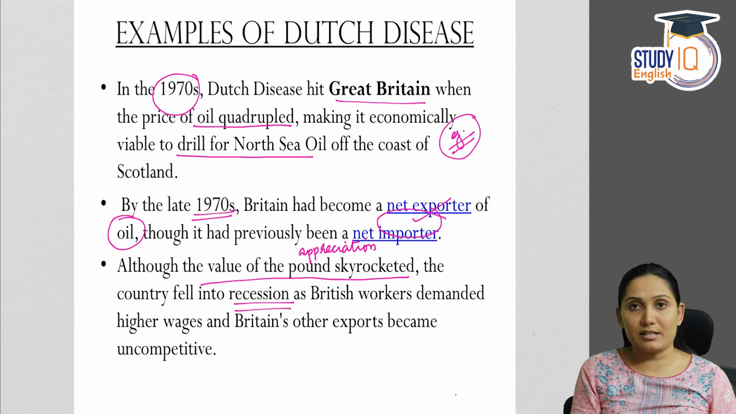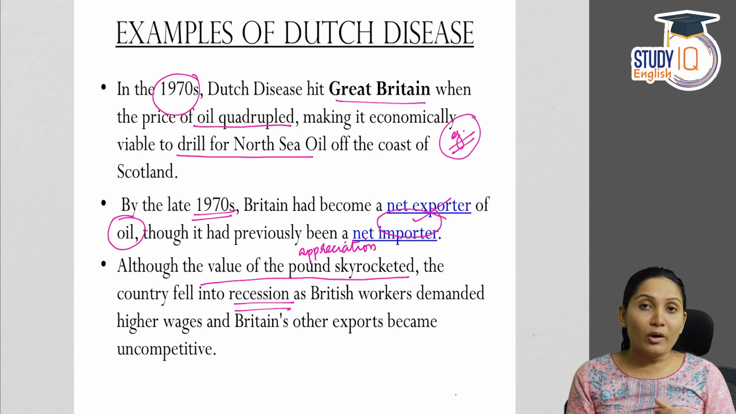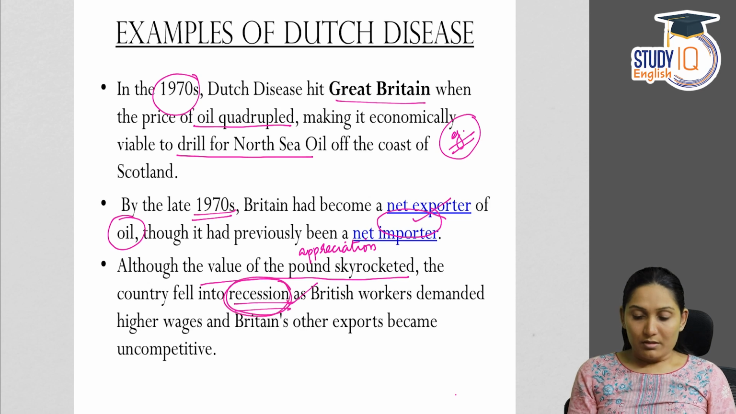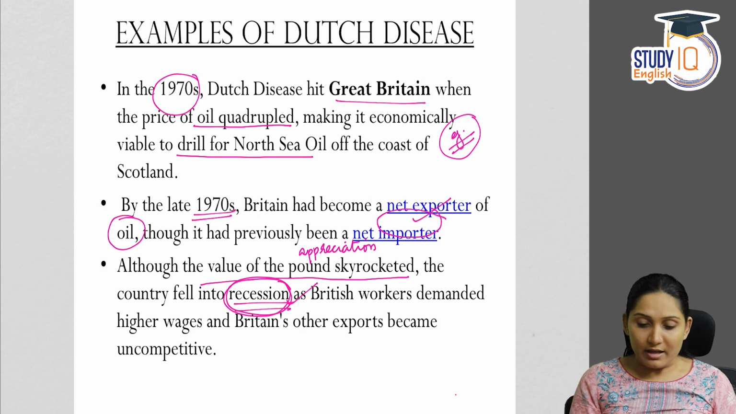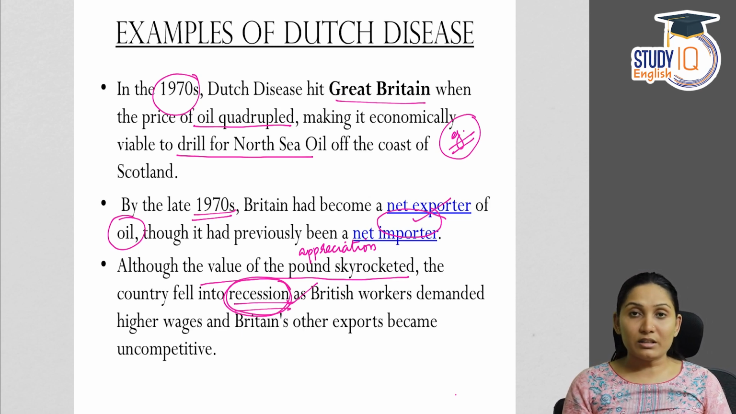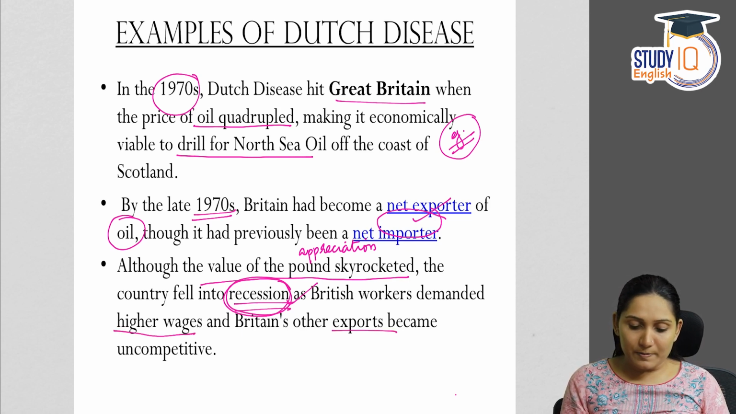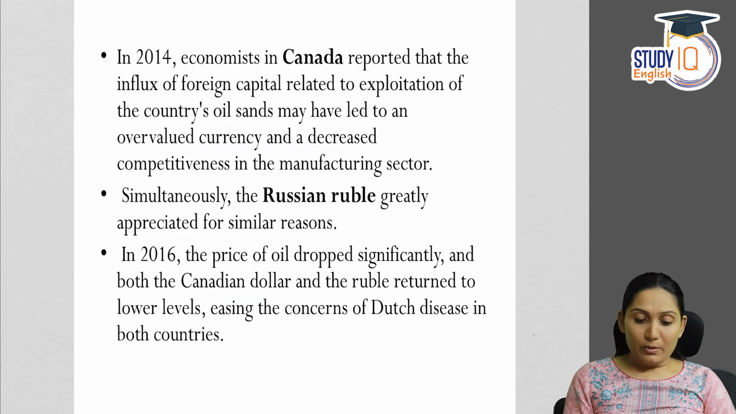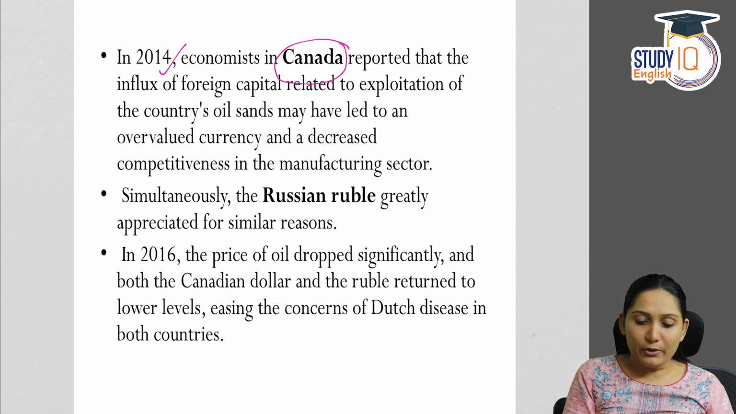the country fell into a recession. Why? Because as the currency appreciated, the exports of non-oil commodities reduced. And when there was a reduction in the export of non-oil commodities, what happened? As a result of that, the market became less competitive, and also the other sectors' growth reduced, as British workers demanded high wages and Britain's other exports became uncompetitive.